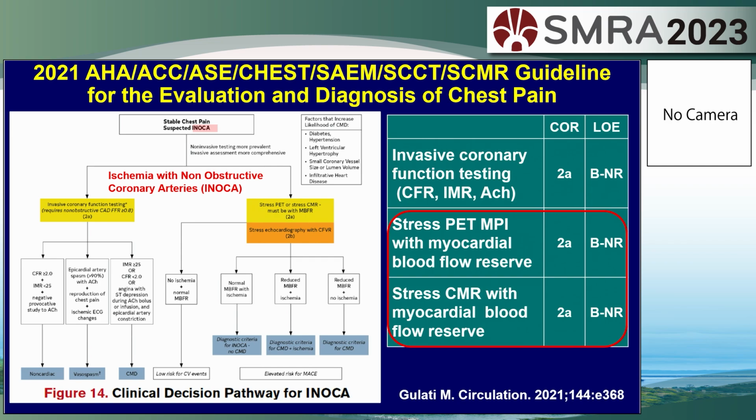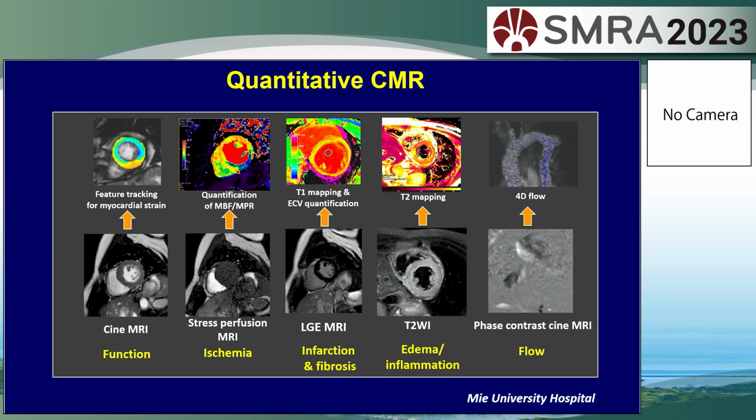So in the 2021 AHA guideline, stress PET and stress CMR with myocardial blood flow quantification have a class 2A indication for the assessment of INOCA patients. So the role of quantitative CMR will be further expanded in the near future. Thank you so much for your kind attention.